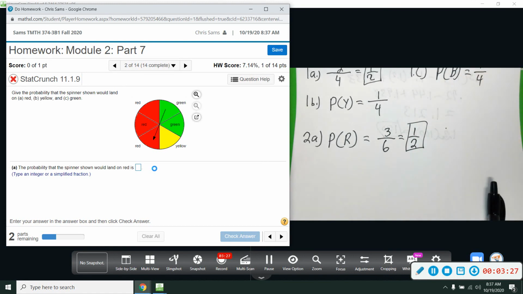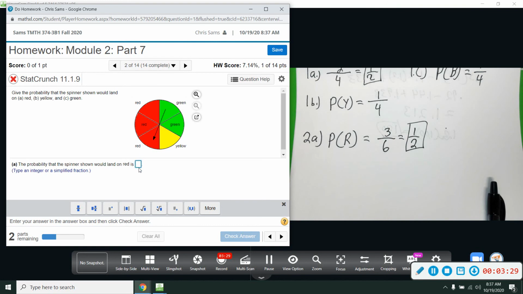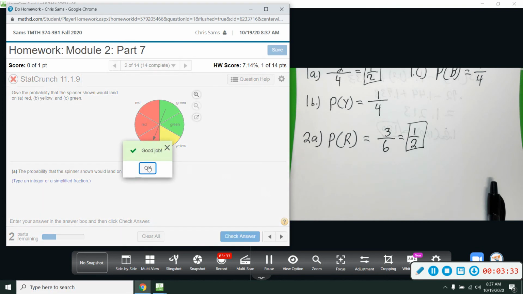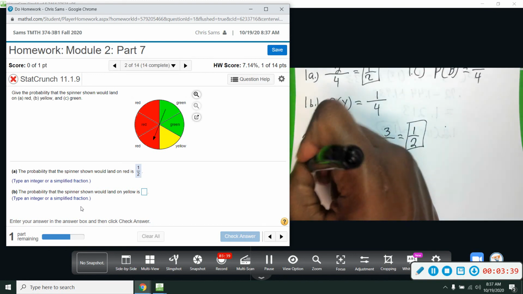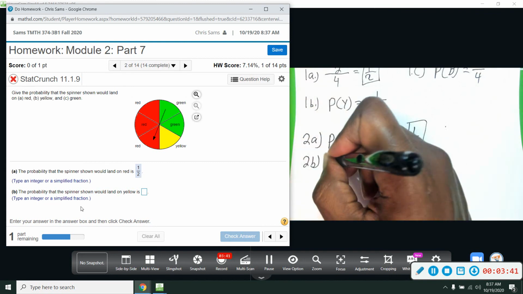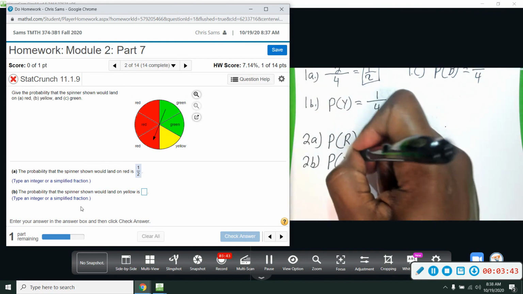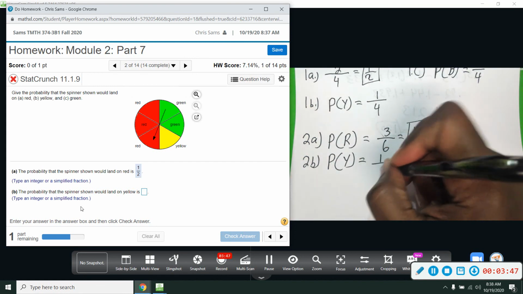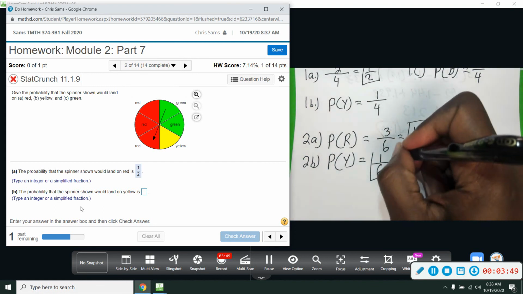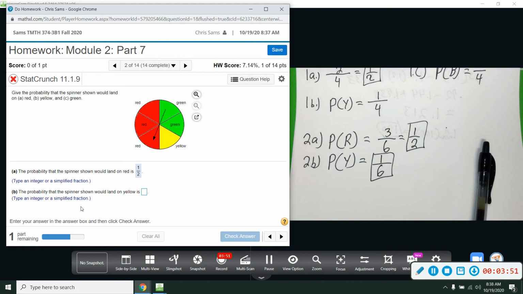So half the time it should land on red. Part B, probability that would land on yellow. Probability of yellow. Yellow, there is 1 out of 6, and that will not reduce. So we will leave it as 1 over 6.